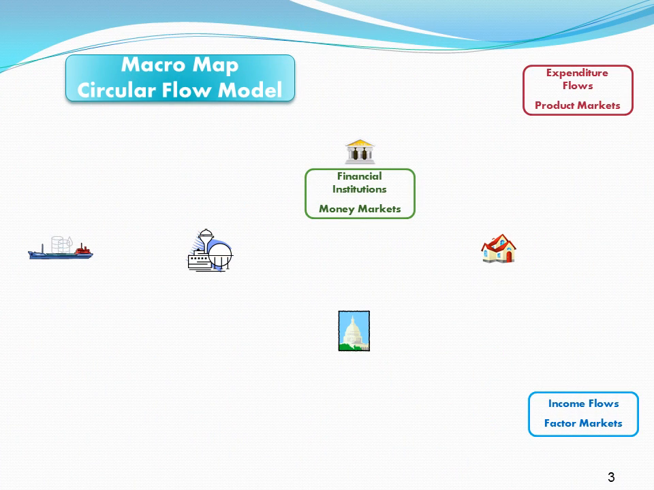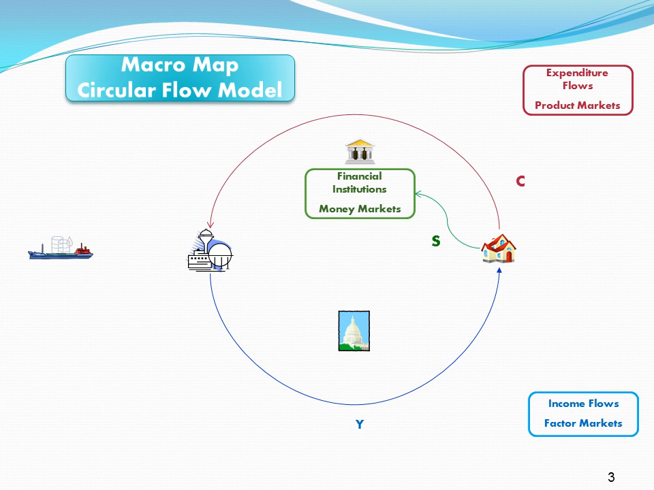Let's go back and review the circular flow model. Of course, I asked you to memorize this, so you should have this in your mind's eye, but let me go through it quickly. There are three major macro markets: expenditures at the top are product markets, money markets in the middle, and factor markets at the bottom. Households receive income from firms for providing resources to the firms. In turn, they can either spend or save this income.